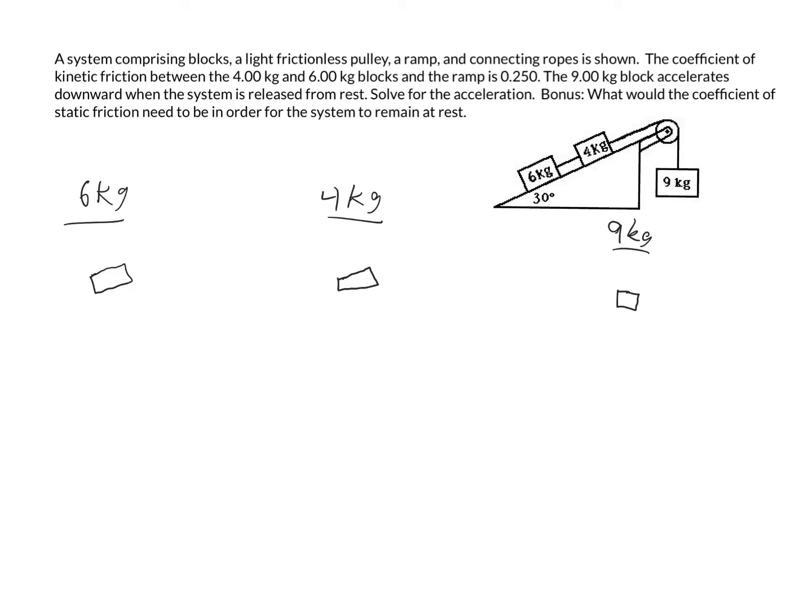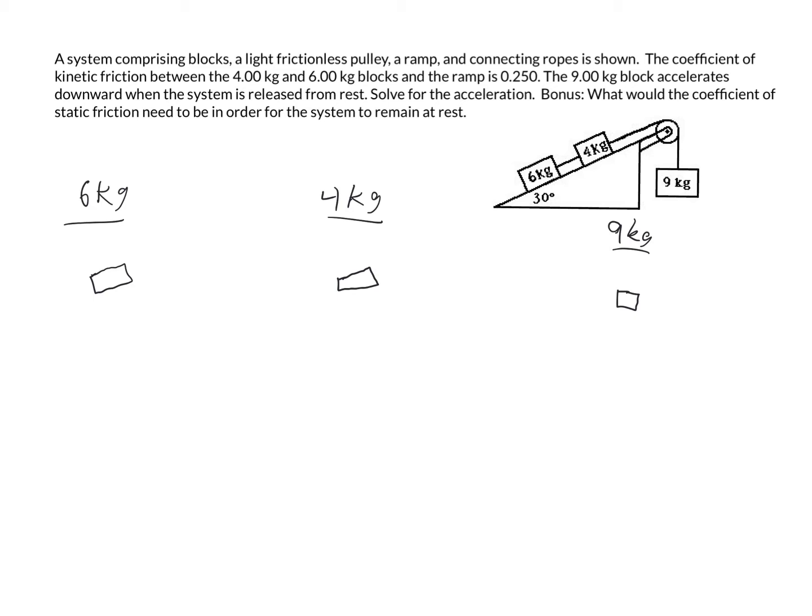Hey class, I wanted to make a video here for this problem on the workshop. We got this interesting setup where we have three different blocks: a 6 kilogram block that's tied to a 4 kilogram block, which then is tied to a 9 kilogram block that's hanging off the back of this ramp here. And we're given the masses, that's it, and then asked to find the acceleration of the system.